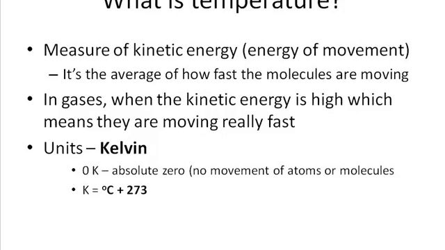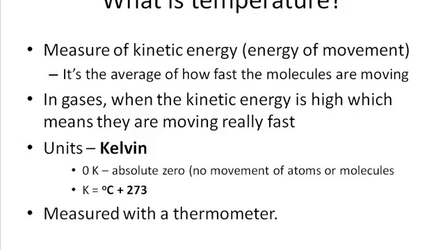The Kelvin scale goes from 0 Kelvin, which is called absolute zero, all the way up to an unknown value. In order to solve for Kelvin, we use this equation: K equals degrees Celsius plus 273. The reason why we use Kelvin is because there are no negative values. In order to measure temperature, we use an instrument called a thermometer.